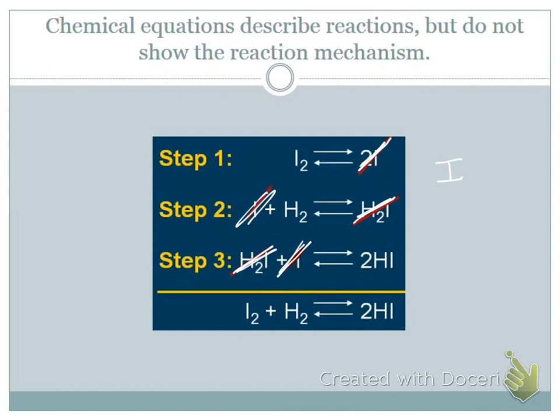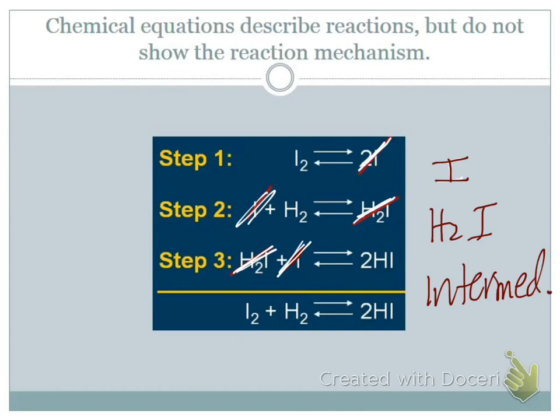So in this case, let's go back to a different color now. The I and the H2I are your intermediates. Okay? There is no catalyst present. And so that would be your intermediates.